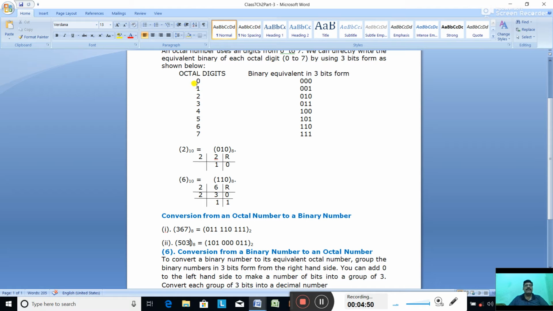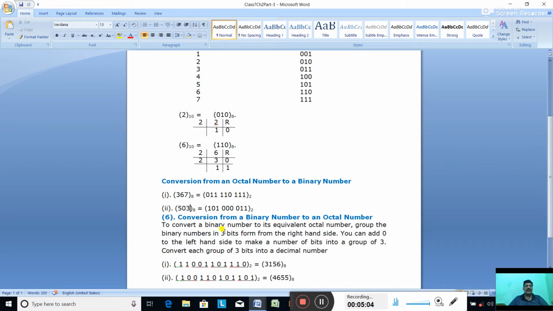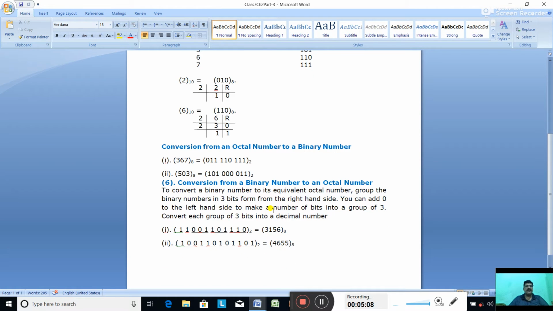Then 0. So what is the binary equivalent of 0? The binary equivalent of 0 is 0 0 0. So write 0 0 0. 3. What is the binary equivalent of 3? 0 1 1. So write 0 1 1. So this way we can convert an octal number to a binary number.